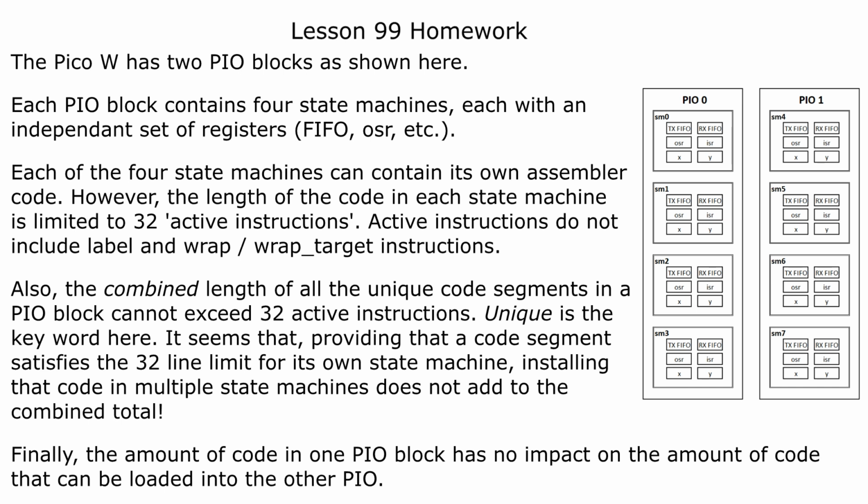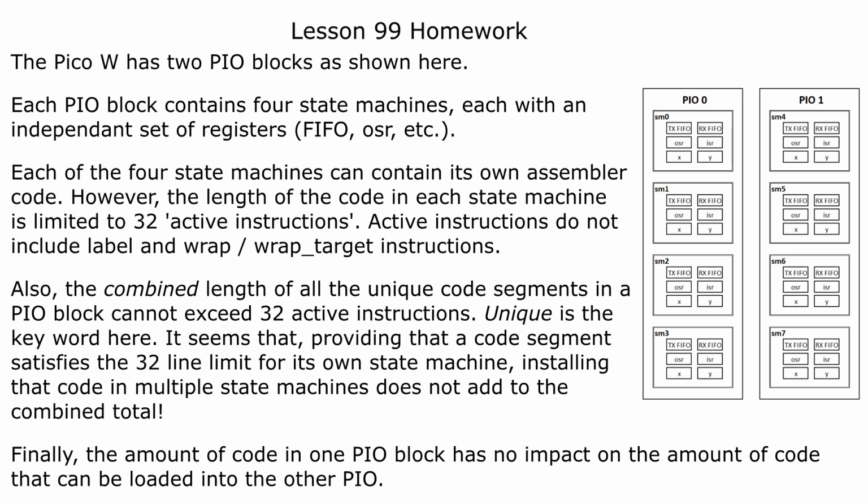The Pico W has two PIO blocks as shown here. Each PIO block contains 4 state machines, each with an independent set of registers, FIFO, OSR, etc. Each of the 4 state machines can contain its own assembler code. However, the length of the code in each state machine is limited to 32 so-called active instructions. Active instructions do not include label and wrap or wrap target instructions. Also, the combined length of all the unique code segments in a PIO block cannot exceed 32 active instructions. Unique is the key word here.